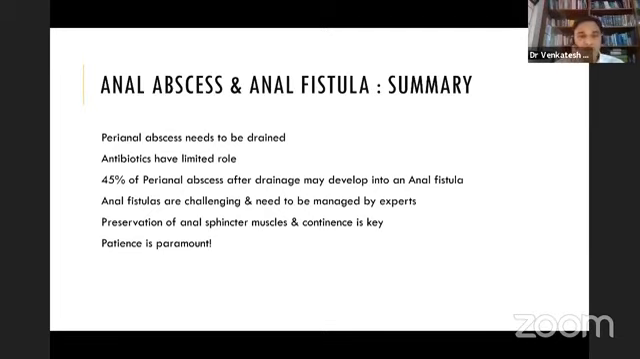As I said, anal fistulas are challenging. I find them more challenging than cancer surgery, because they involve the muscles which control the motion, and they need to be managed by experts who deal with this on a regular basis.